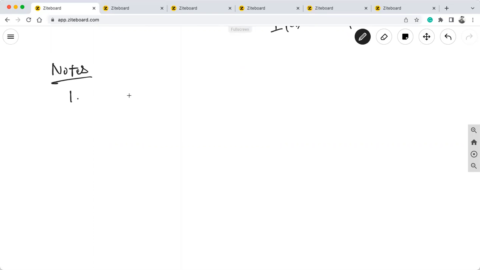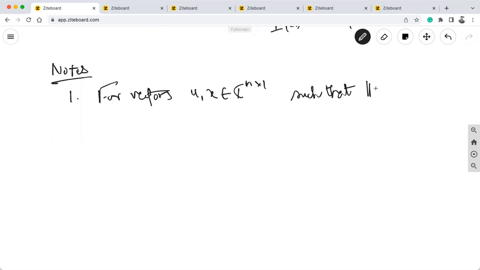Point number one is that for vectors u and x in the dimension n cross 1, such that the norm of u is 1, if this is the case, then I minus, you can represent like this.